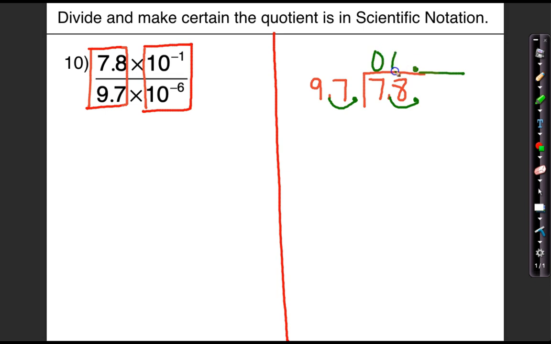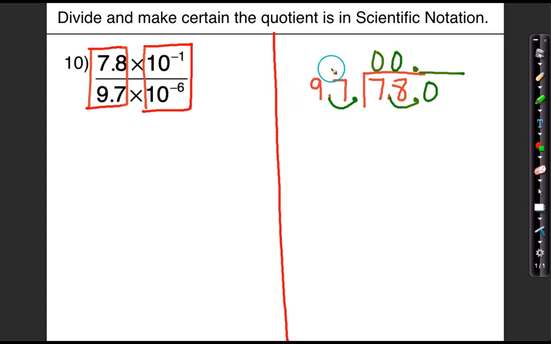Nope, so we're going to put another 0. So in this case, we're going to have to add a 0 here. Can 97 go into 780? The answer is yes. Now, I don't know multiples of 97, but I'm going to say 97 is pretty darn close to 100. So let's do multiples of 100.